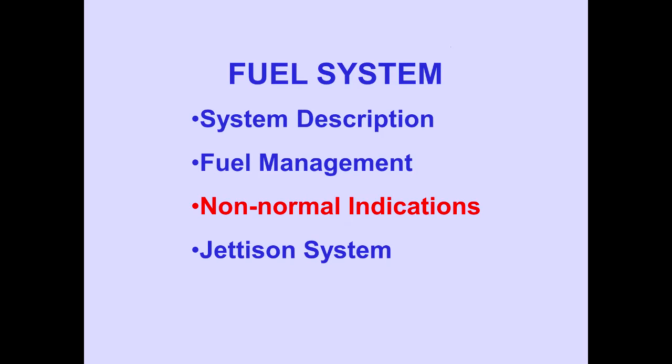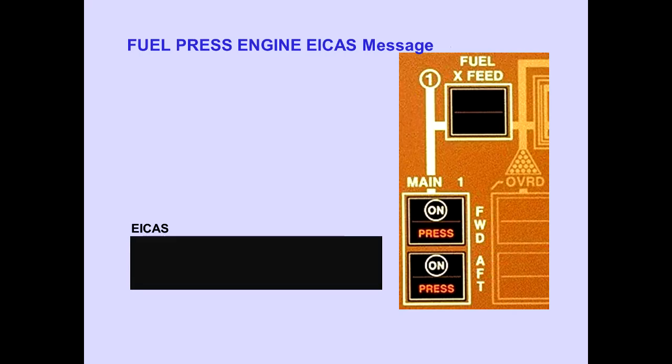Now let's discuss non-normal indications. The ICASS caution message, fuel pressure engine, is displayed when the crossfeed valve is closed and both main pumps have low pressure.